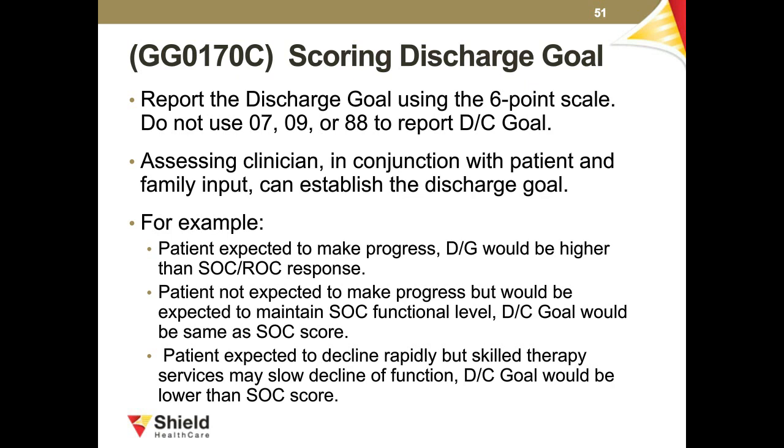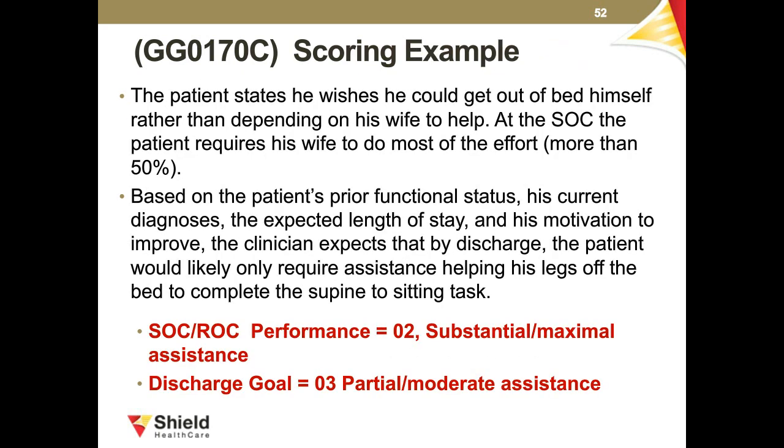So if the patient is expected to make progress, then we'd expect a higher score than at start of care or resumption. If they're expected to decline in progress, we'd expect it lower. And sometimes if it's just a little bit gradual, maybe they're going to stay the same as they were. So it's based on the clinical judgment of the clinical team. Patient and caregiver can have input. What do you think is going to happen?